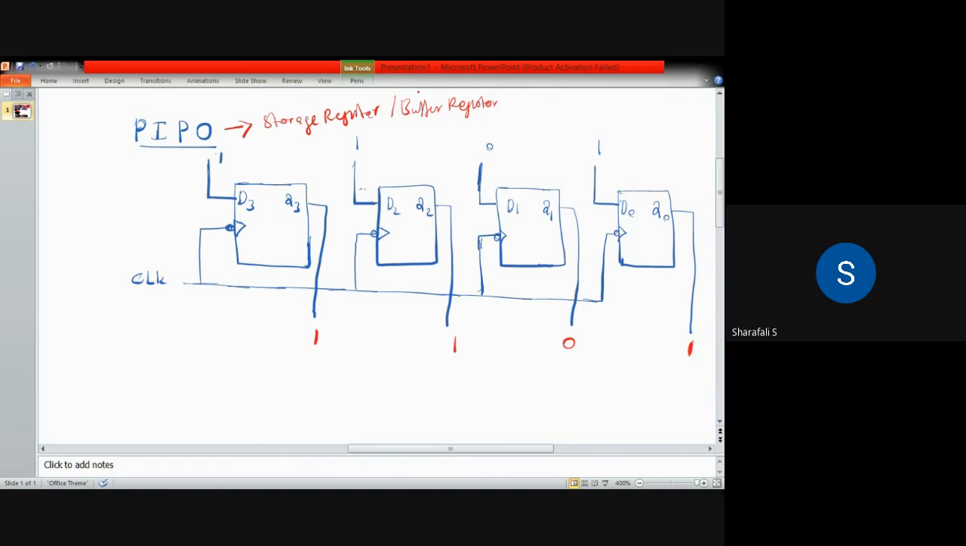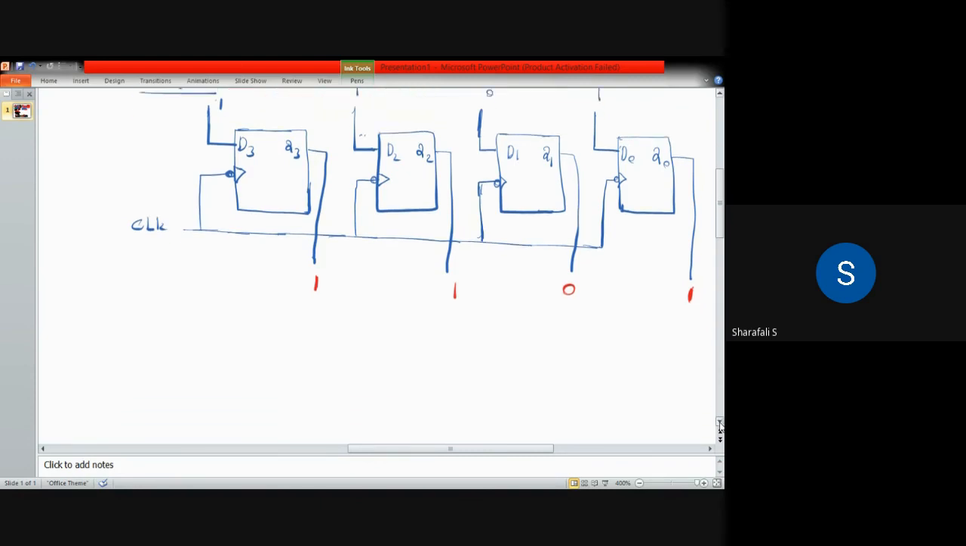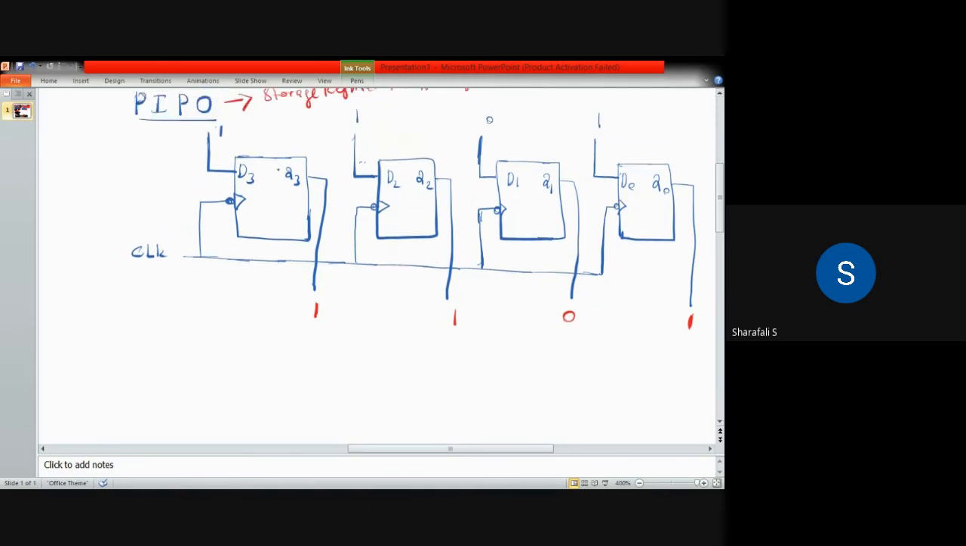And now the last configuration. Here you are not changing the output of any flip flop. Q1, Q2, Q3, Q0 remain as such, so there is no change happening in these outputs. So this can act as a storage register. Values are not changing here.